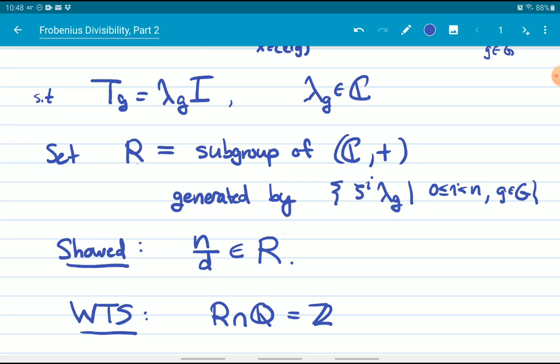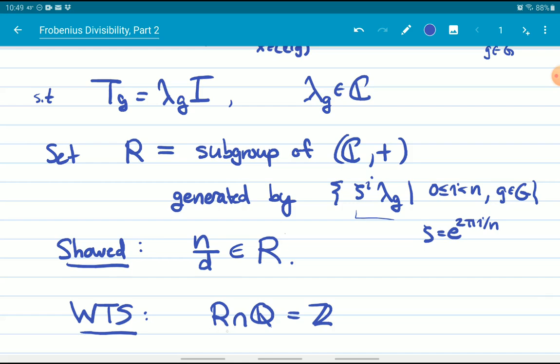I let R denote the additive subgroup of the complex numbers generated by the elements zeta to the i times lambda g, where zeta is the primitive nth root of unity. And then we showed that the rational number n over d is in this subgroup R. There was actually a formula for n over d which wrote it as a linear combination of things like that, a Z-linear combination.